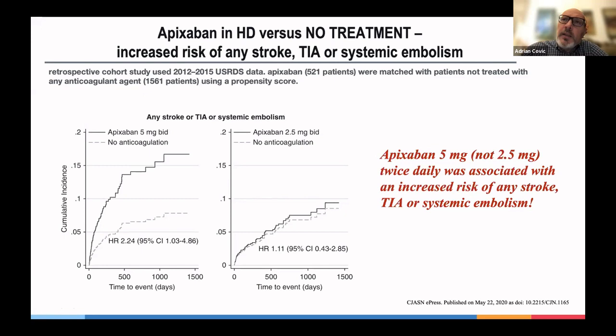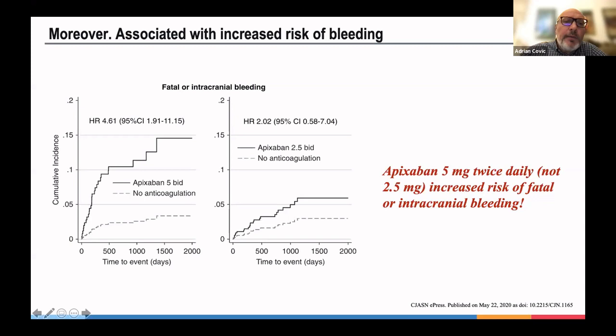In the previous analysis from the USRDS, it was a comparison with warfarin, and some critics would say that maybe there was a difference because warfarin is bad, and when you compare something with a comparator which is bad, maybe you are going to have a positive result. Here, the apixaban, both 5 and 2.5, were compared with no anticoagulation, and I am underlining again that there was a rather good negative issues, no efficacy.